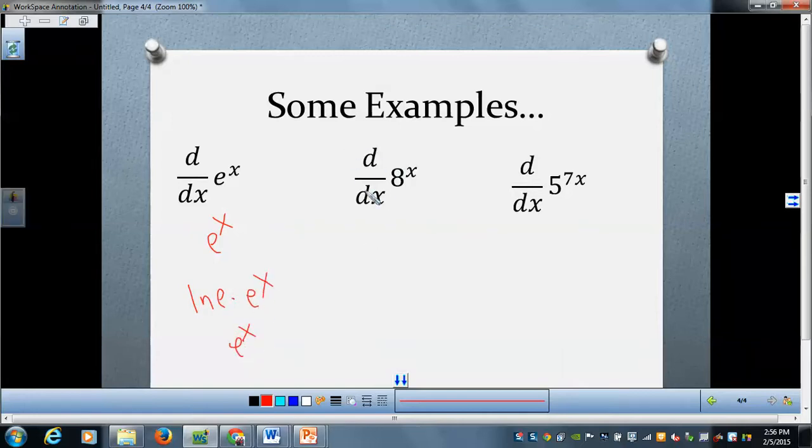All right, so the derivative with respect to x of 8 to the x would be natural log of 8, and remember that's just a constant, times our exponential, 8 to the x.